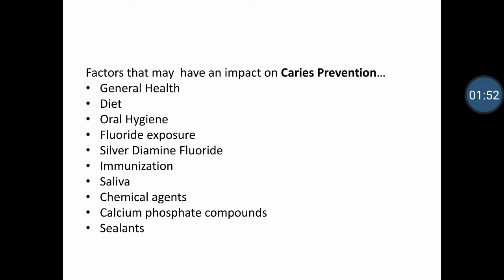So, here come the factors. Those are the overall health of the patient, the diet they consume, and oral hygiene practices. The fluoride exposure, whether it be systemic, topical, or various varnishes or fluoride rinses. It also includes silver diamine fluoride and various immunization methods. Saliva has a role in caries prevention. Chemical agents, calcium phosphate compounds like CPP and ACP, and pit and fissure sealants or resin infiltrants are used for initial caries prevention. So, we will be learning in detail about the individual factors that have a role in caries prevention.